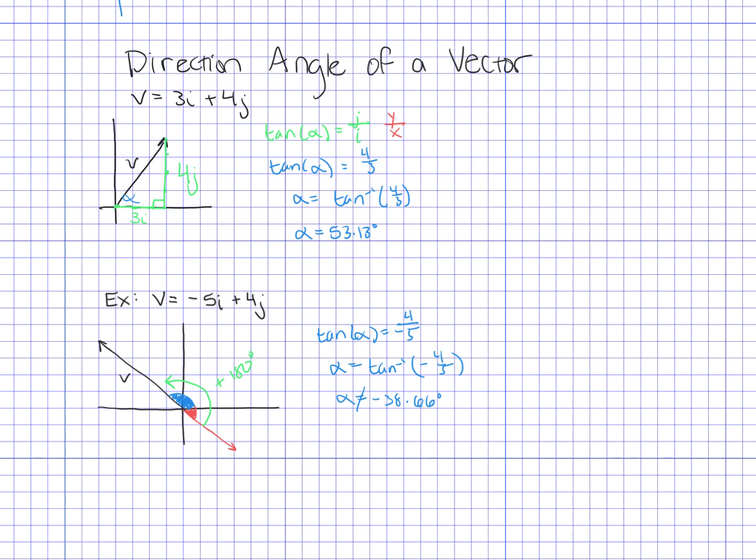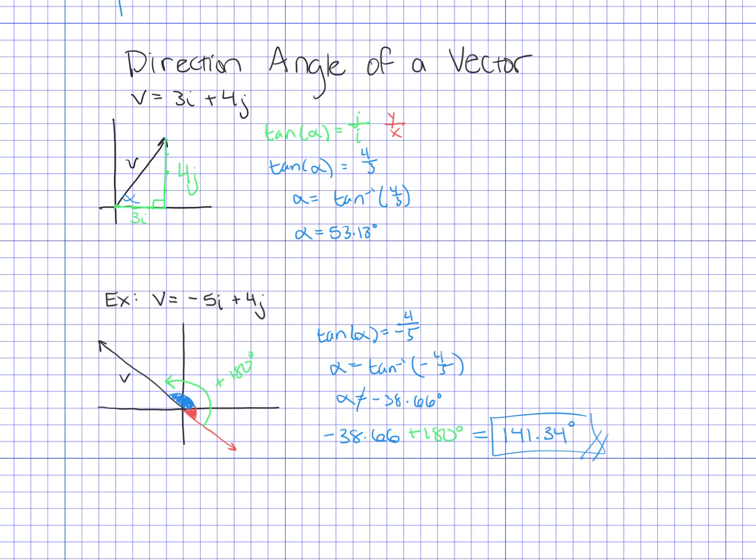So if we take this negative 38.66 degrees and we add our half a circle, 180, we're going to get our actual value of alpha that we're looking for, which is 141.34 degrees. So this is the real answer of what we need for the direction angle of a vector when the angle is greater than 90 degrees.